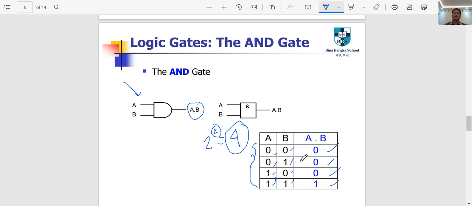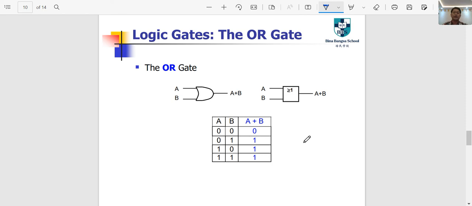If both values are 1, then otherwise equivalent to 0. So any other combination aside from 1 1, the output is always equivalent to 0. Alright, moving on, we have the OR gate.